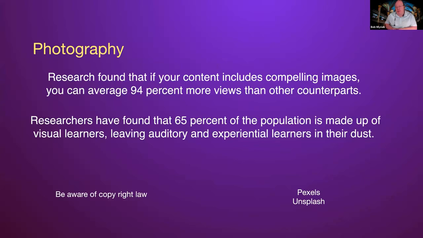I'm not going to talk a lot about photography, but I want to touch base on two things. Research found that if your content includes compelling images, you can average 94% more views than any other counterparts. So if you're just using pictures, for instance on social media, you're going to get 94% more views than if you have no images at all. 65% of the population is made up of visual learners, leaving auditory and experiential learners in their dust. A lot of people are visual.